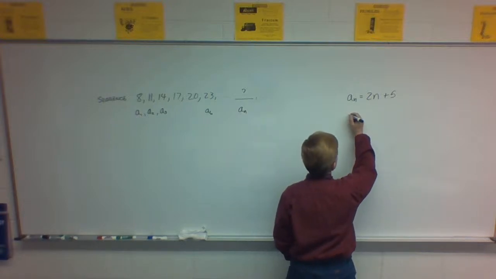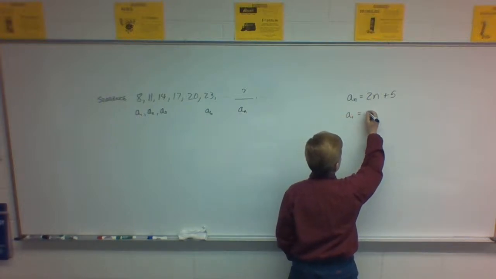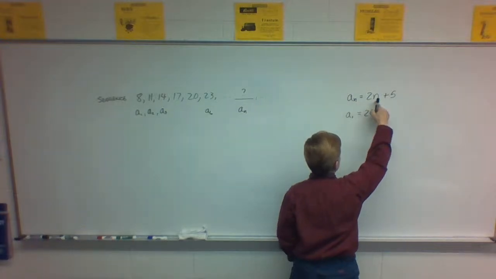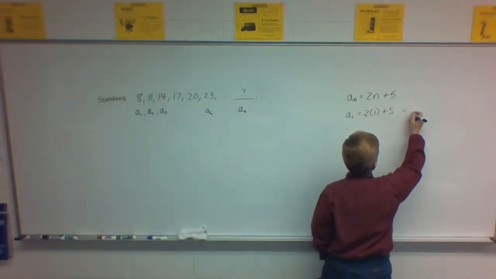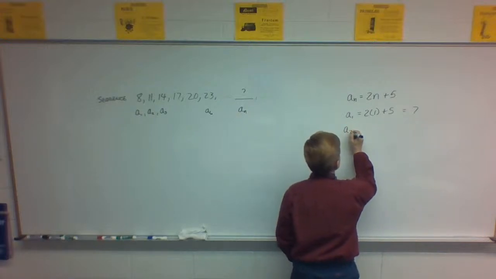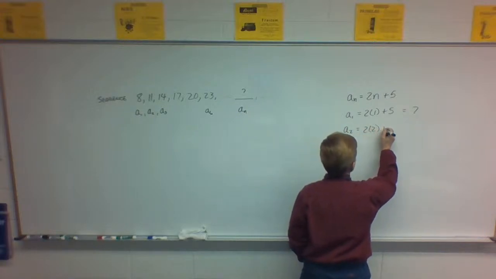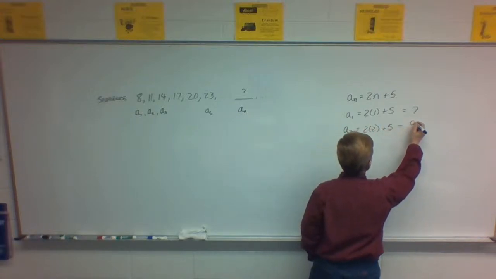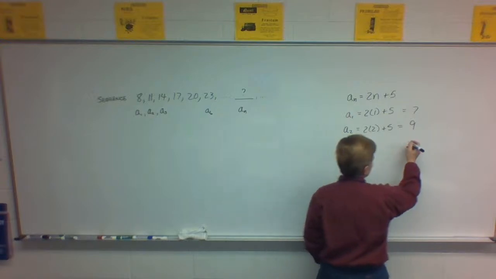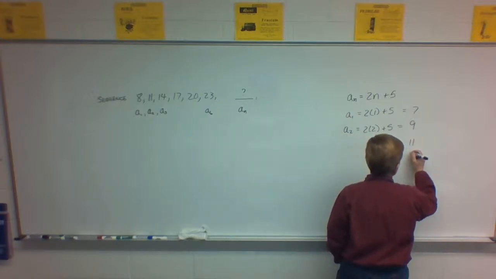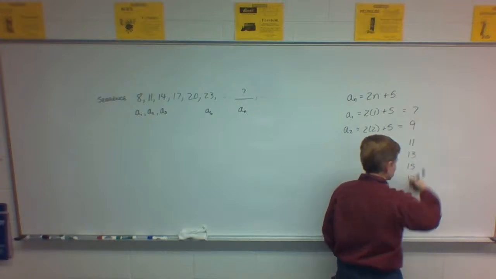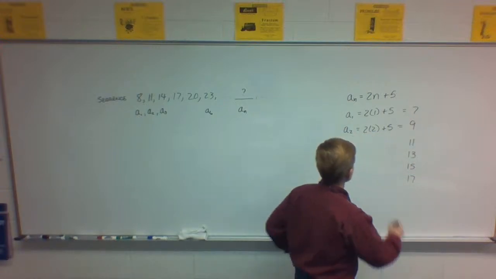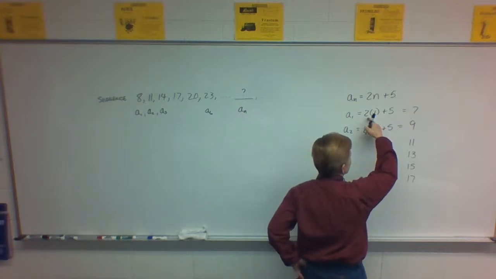The first term means A1, which would be 2 times 1. Notice these match. Plus 5, which is 7. And A2 would be 2 times 2 plus 5, which is 9. And so the next terms are going to be 11, 13, 15. 1, 2, 3, 4, 5, 6. There's your first 6 terms. You can see the pattern pretty quickly because all we're doing is adding 2 each time.